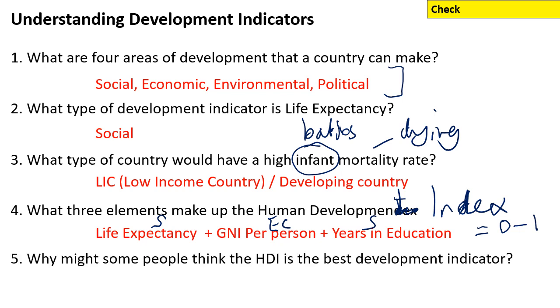Why might some people think the Human Development Index is the best development indicator? Well, because it contains both social and economic information. And in our next lesson, where we look at the limitations of these indicators, we will go a bit more into looking at the Human Development Index and seeing some of the countries that are performing really, really well. So that'll be interesting to see where the UK is in terms of its level of development.